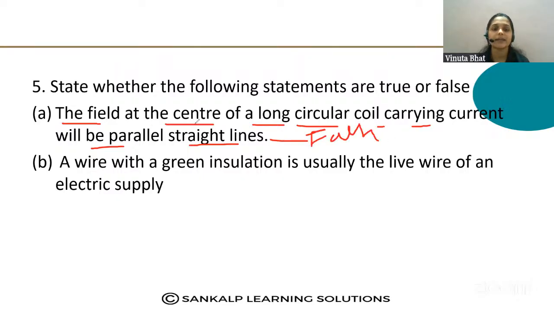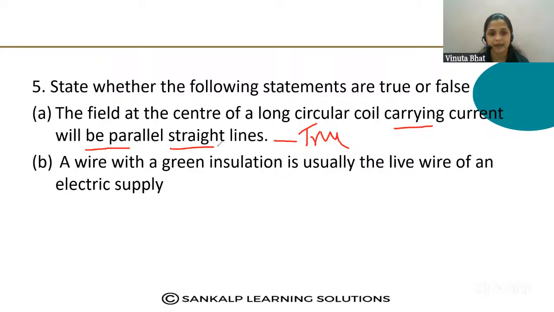Because the field at the center of the long circular coil carrying current will not be parallel straight lines. Second question: a wire with green insulation is usually the live wire of the electric supply. No, sorry. Okay, the first statement is true, sorry, this is true. The field at the center of the circular coil carrying the current will be parallel straight lines. Yes, this is the correct sentence.